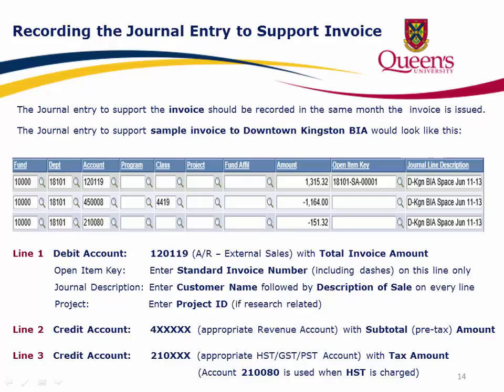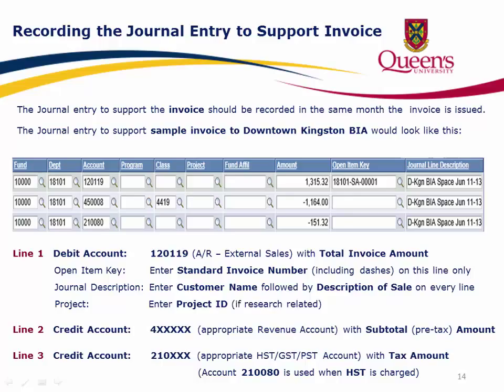On line 1, debit account 120119, the accounts receivable external sales account with the total invoice amount. In the Open Item Key field, indicate the 12-digit standard invoice number. Be sure to include the dashes, and enter the journal line description beginning with the customer name, followed by a brief description of the sale. This format will enable the department to sort the AR Open Item Report by vendor. When the entry is research-related, be sure to enter the project ID in the project field.